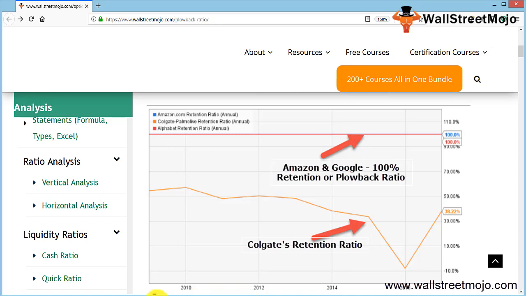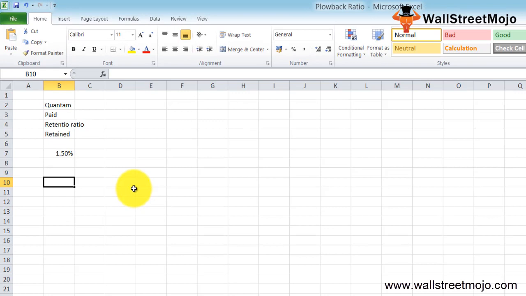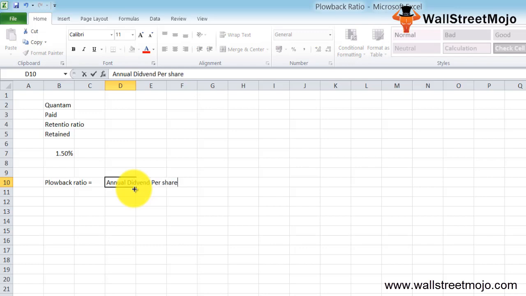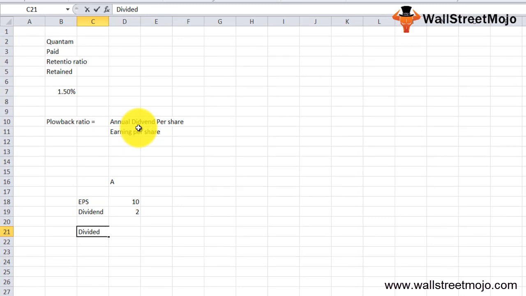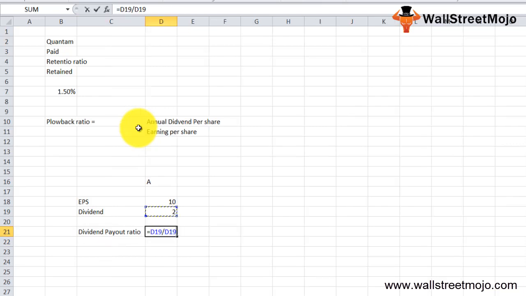So let's understand the plowback formula, the ratio which is exactly the opposite of the dividend payout ratio. So you can say the plowback ratio can be computed something like this: the dividend payout ratio is equal to your annual dividend per share divided by your earning per share. So this is going to be your formula. Now let's assume that company A reported its earning per share at $10 and decided to pay a dividend of $2. So this is your EPS, this is your dividend, and with the above formula, the dividend payout ratio for this case is equal to 2 divided by 10, that's going to be 20%.